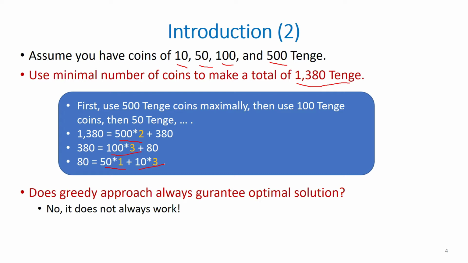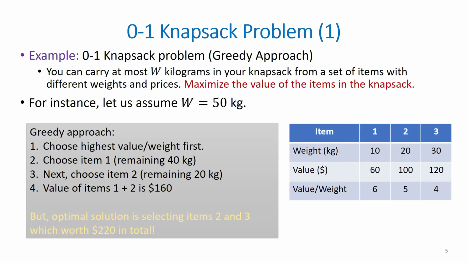The question is, does the greedy approach always guarantee an optimal solution? And the answer is no, it does not always work. So, in this example, the greedy approach resulted in the best solution. But using greedy does not always guarantee to yield the best possible solution, or what we call the global optimal solution. In algorithms, the knapsack problem is a very famous example with lots of applications in various fields.